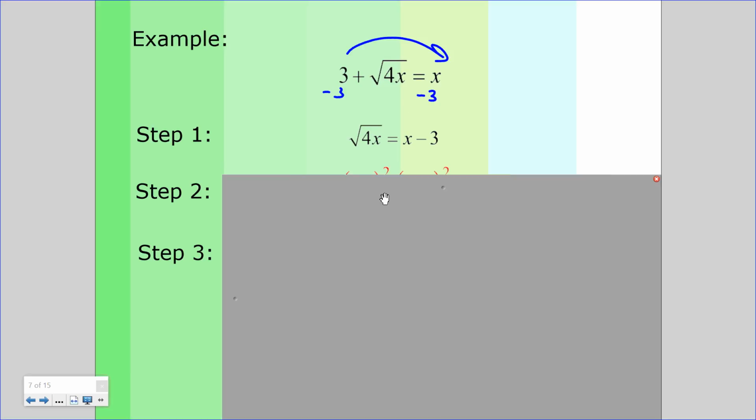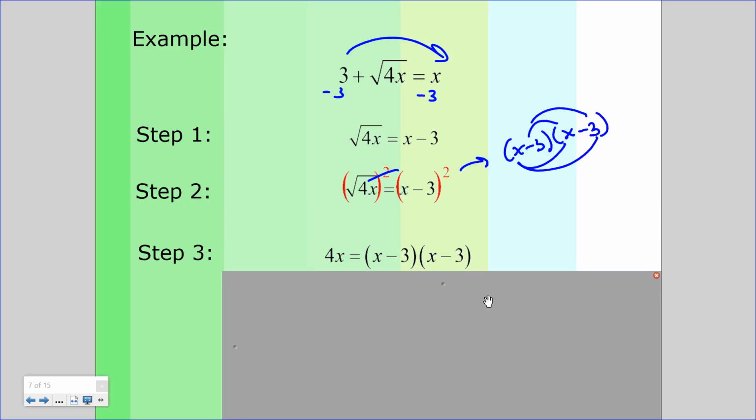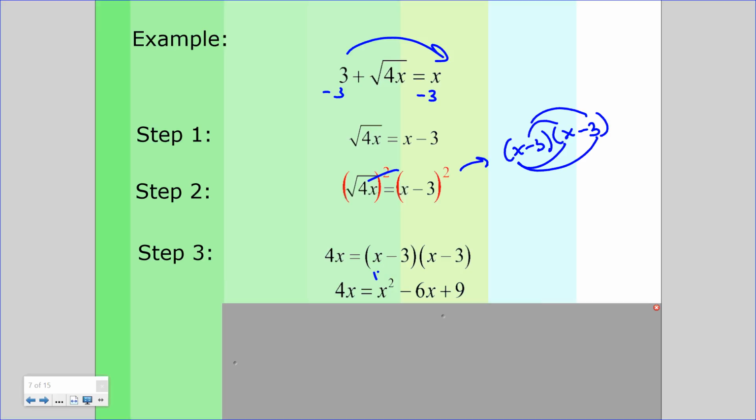Step 2 is to then square both sides. Now on the left side, the square root and squared cancel each other out, leaving us with just 4x. But on the right, we've got a binomial squared. And remember that with binomials squared, you have to stretch them out to multiply them and multiply every single piece. So that will look like x squared, minus 3x, minus 3x, plus 9. The 2 minus 3x's combine to your minus 6x in the middle. This does result in a perfect square trinomial, so if you knew that shortcut for binomial squared, definitely go ahead and use it.